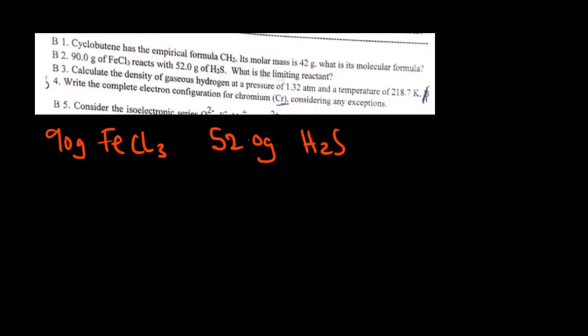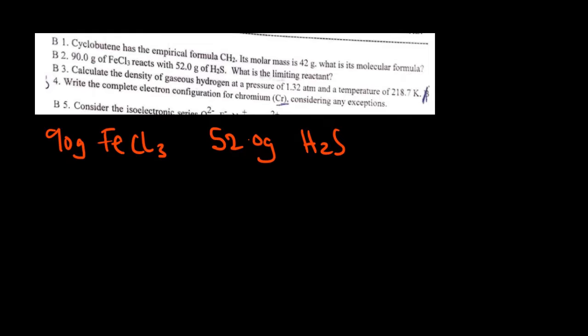Alright, so question 2, B2, they're saying 90 grams of iron 3 chloride reacts with 52.0 grams of hydrogen sulfide. What is the limiting reactant? So it means here we have to know the products. Once this iron 3 chloride reacts with the hydrogen sulfide, what are the products?